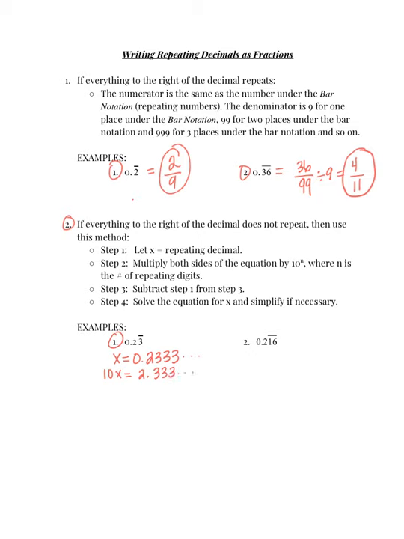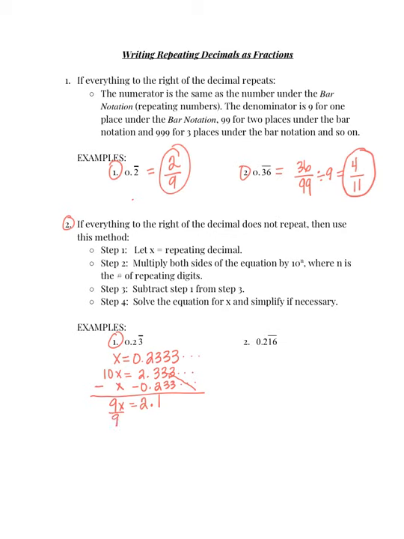Then for step 3, you subtract step 1 from step 2. Go back above. Step 1 was where you let x equal the decimal, and we're just going to go under and subtract that from what we have. 10x minus x is 9x. Over here on the decimals, 2 minus 0 is 2, 3 minus 2 is 1, and then all these other 3's that repeat, they're just going to drop off to 0. So you end up with 9x equals 2.1.